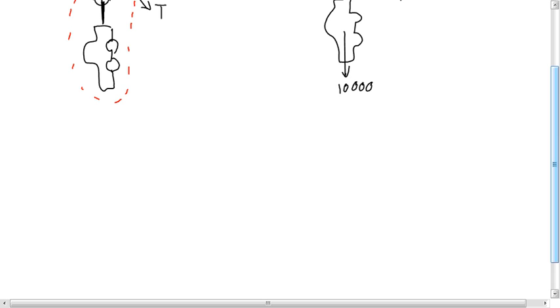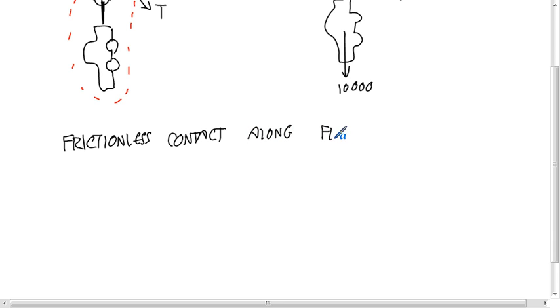There's one other type of force where we know the direction, and that is frictionless contact along a flat surface. Okay, so frictionless contact along a flat surface.